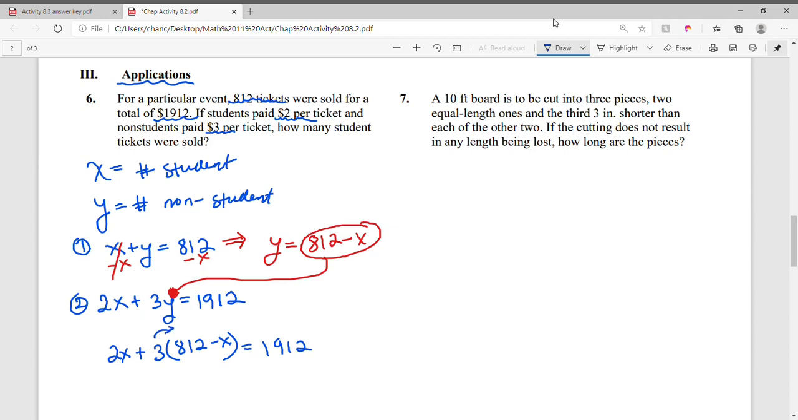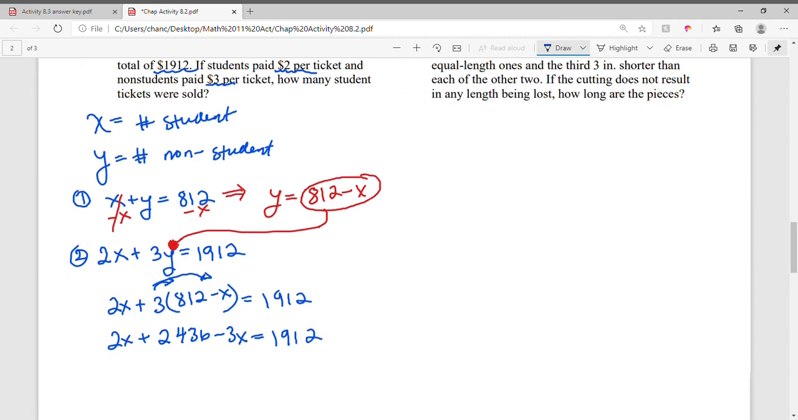Let's distribute the 3 now to the parentheses, and we have 2x plus 3 times 812 is equivalent to 2,436, and 3 times negative x is negative 3x, and that's equal to 1,912. Let's collect like terms. I can add that 2x and that negative 3x together. That's negative x plus 2,436 is equal to 1,912.